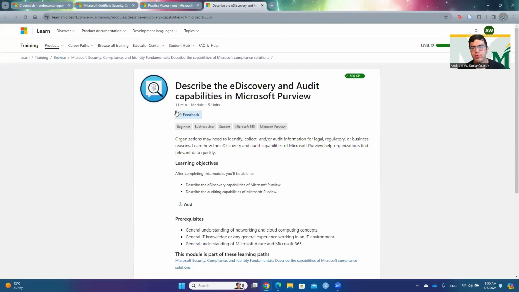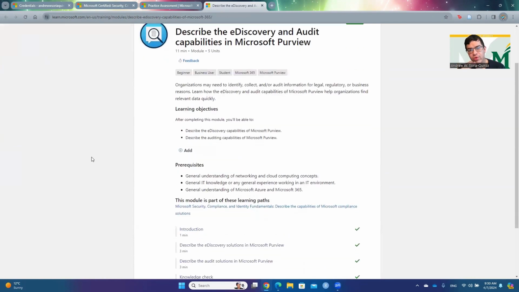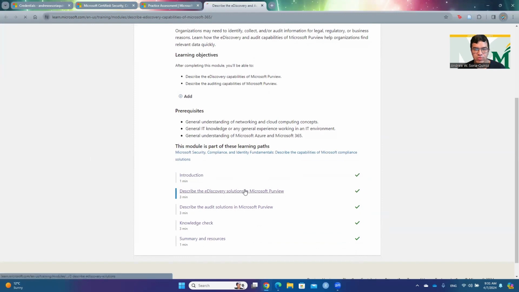And finally, you have the last unit, e-discovery and audit capabilities on Microsoft Purview. E-discovery, how can you collect, identify, and put stuff together for an investigation, for example, or just a business reason. Then you have the audit. How can you audit stuff? If somebody in accounting, for example, asks you, I need to review these transactions, that would be an audit that you need to perform. Purview can do that for you. Very short unit, going really quickly through it.